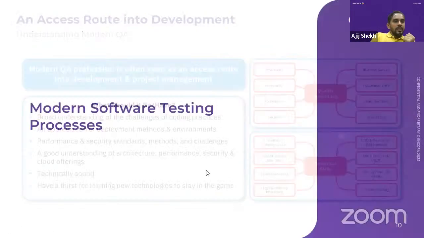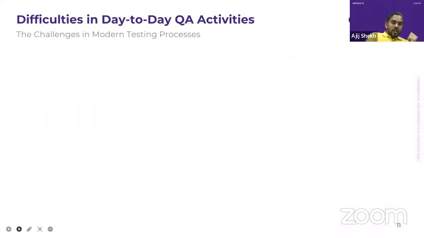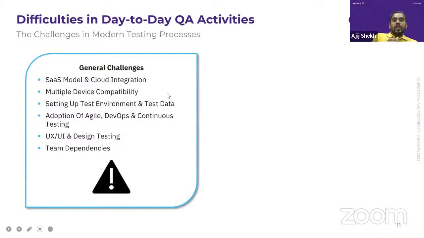Next point. Now we have discussed everything, like what is the modern QA process and what benefit it gives us. Right now we are moving on to the general challenges, because we get the achievements, but what challenges are we facing? Right now, the 6 or 7 challenges I am facing are explained here.